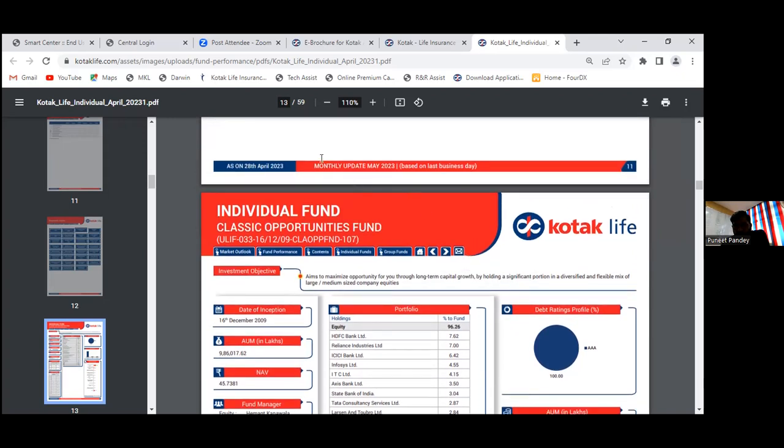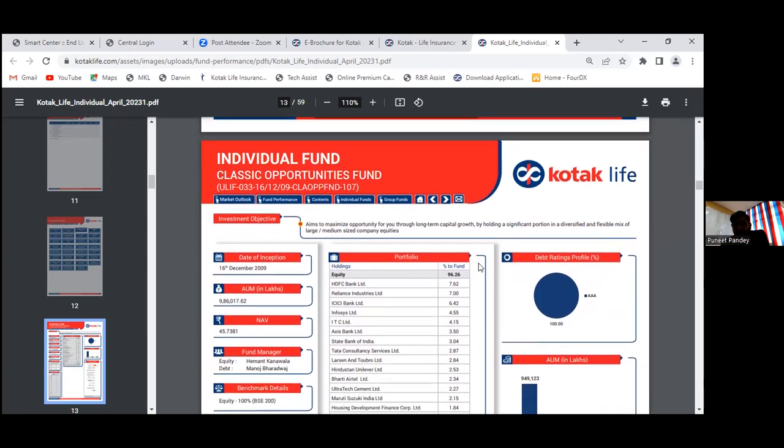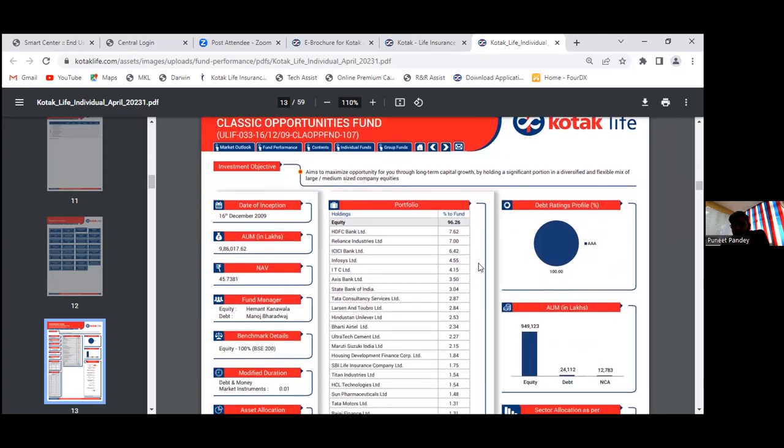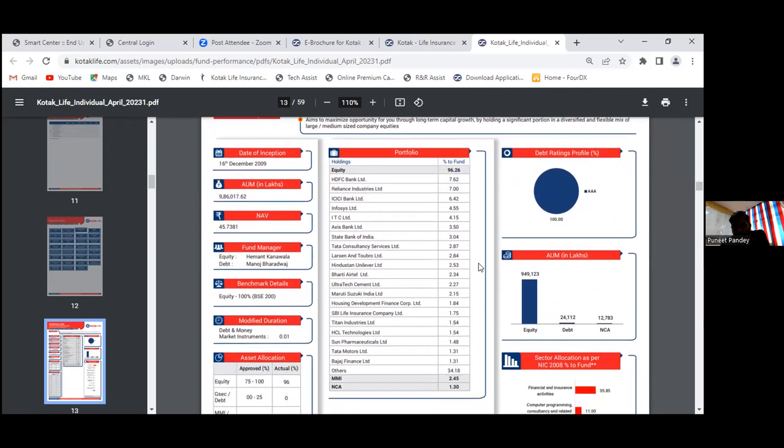Okay, as on monthly update, May 2023. I am talking about the latest, not old data. They increased it to 96% because they are expecting the market to do well. Otherwise, the minimum is 75%. Previously, the fund allowed 75 to 100 in the equity side. You can see, sir, equity is 96.26%.